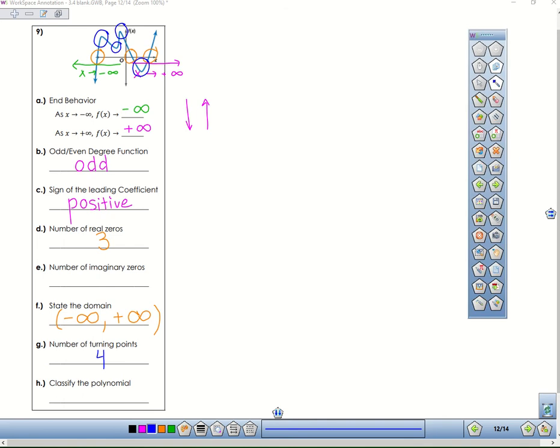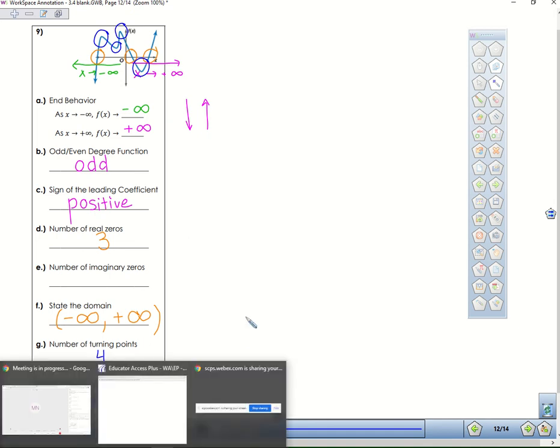How come you didn't add 1 to the turning point? The number of turning points is 4, but when you classify the polynomial, what's the degree? Then that's where you add 1 to that. Does that make sense? Okay. So the number of turning points is 4, but the polynomial is 5th degree because you add 1 to the 4. So it's 5th degree.